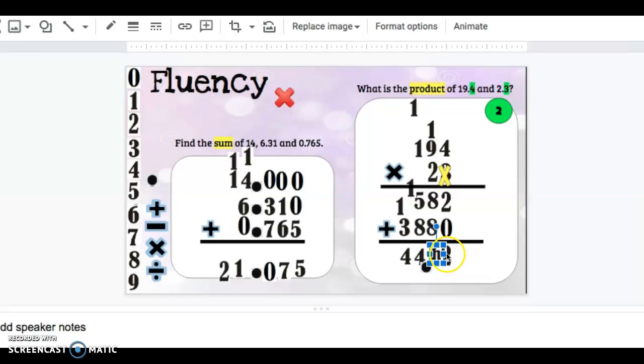And I'll move my numbers over a little bit so you can see that the decimal point goes in between our 4 and 6 because I moved it twice. Okay, so there's our new answer.